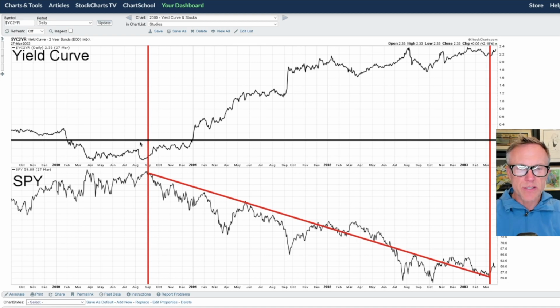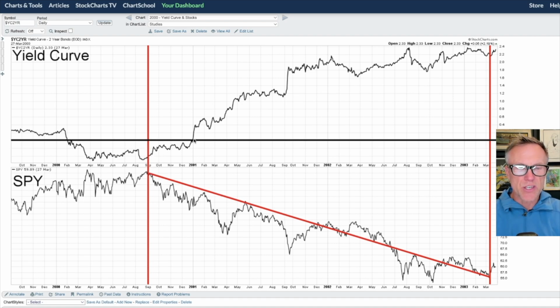What I want you to see here is that back in 2000, the yield curve inverted. It started, call it February 1st, but the stock market didn't start really falling for another seven or 8 months, where the red vertical line is. And then the S&P fell 50%.